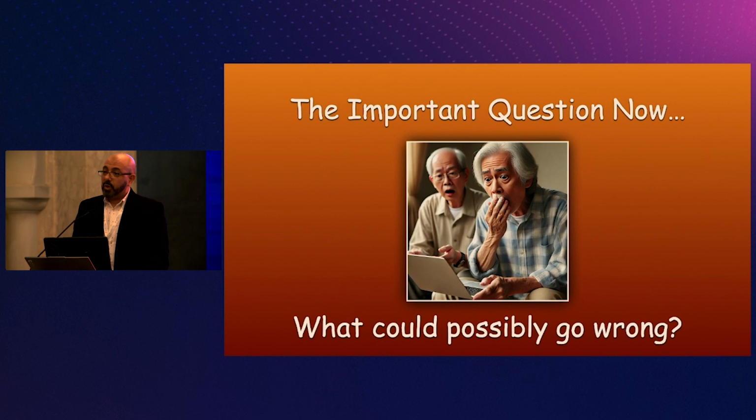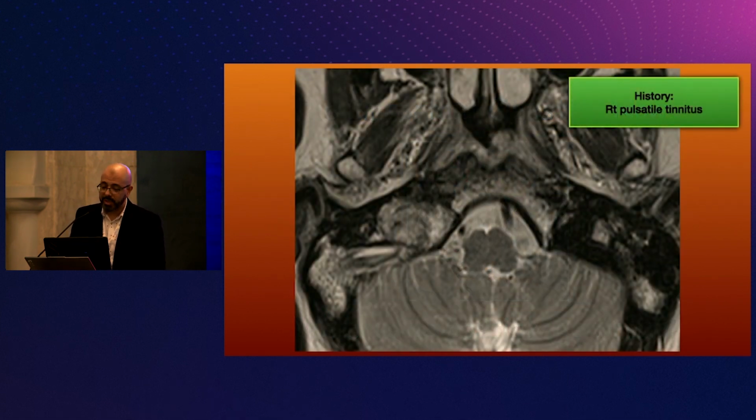So what could possibly go wrong? We'll go through a few cases here. Patient with right-sided pulsatile tinnitus. What is wrong here? If you just compare the jugular foramina on both sides, on the left-hand side this is completely normal. You can see the signal void on this T2-weighted axial image.